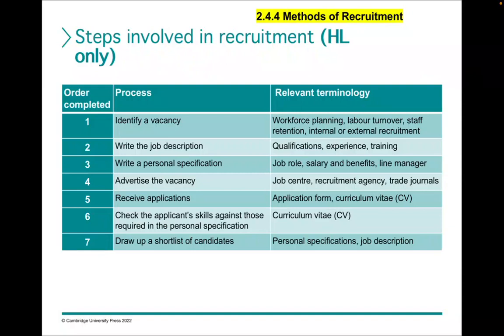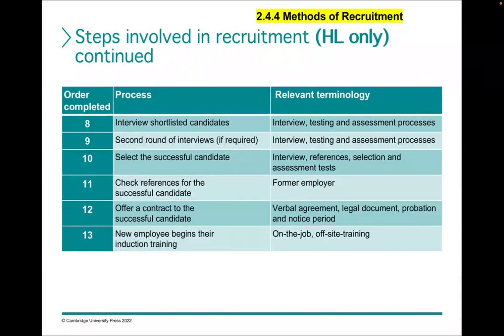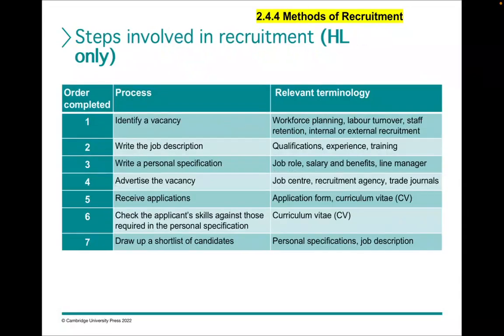Methods of recruitment. Now, there's 13 steps involved in recruitment according to the syllabus. Number one, identifying a vacancy, write the job description, write a personal specification for the person that you're looking for in terms of the job role, the salary, the benefits, the line manager.